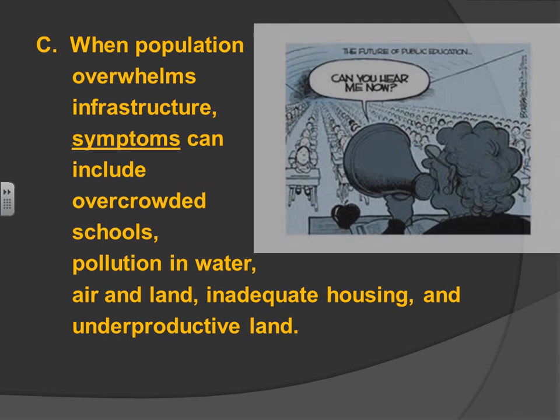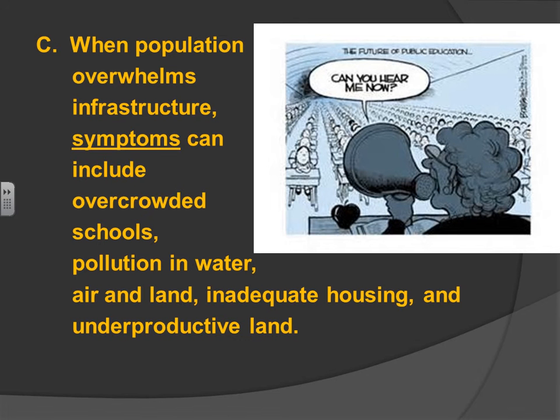See, when population overwhelms infrastructure, symptoms can include overcrowded schools, pollution in the water, air, and land, inadequate housing, and underproductive land. So when you begin seeing schools that are too crowded, water that isn't as clean as it should be, air and land that are polluted, not enough places for people to live, those are all symptoms of population overwhelming the infrastructure.